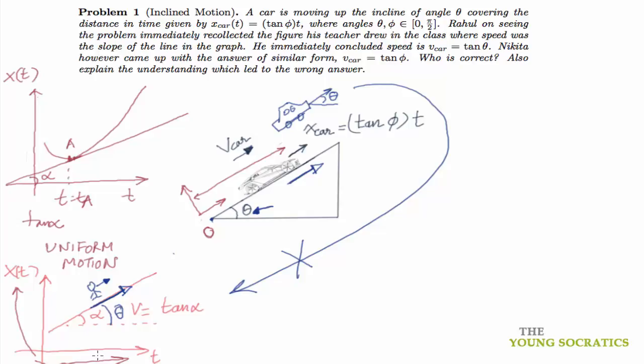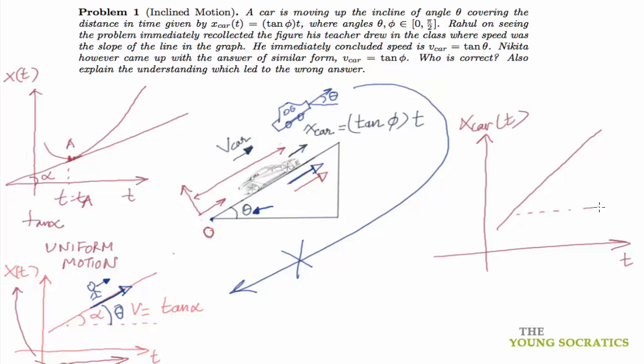So to compute the speed here, we don't have to worry about the direction of motion of the car, because anyway the motion is happening in a straight line. We just have to plot the curve x car(t) versus t. So what will be the curve? The curve will be a straight line, and the angle would be phi, because x car is tan phi of t. So the v of car will be tan phi. Hence, Nikita is right.